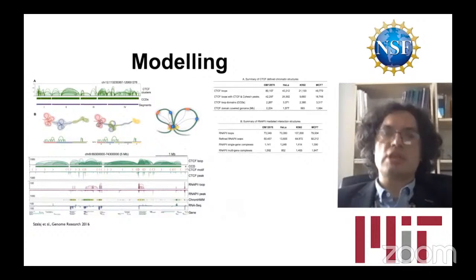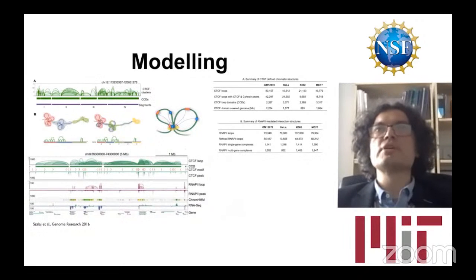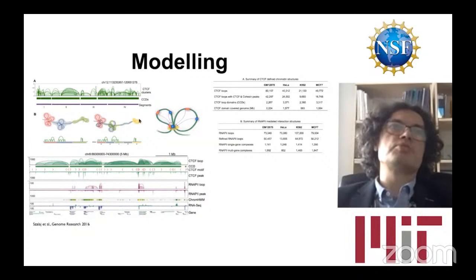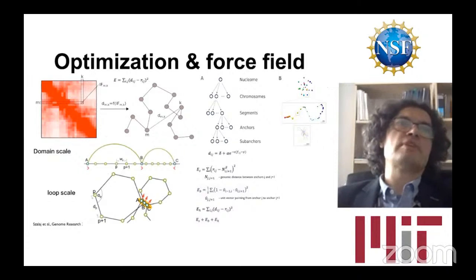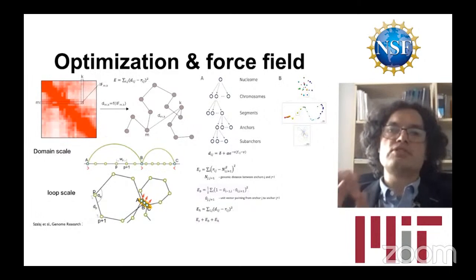So we tested our approach for multiple cell types. For example, for GM12878, we have around 80,000 CTCF loops, and if you require a cohesin peak to be present, then it's around 40,000 chromatin loops, whereas RNA-Pol2 loops would be of the order of 70,000 such loops. And then, based on this experimental data, you can construct the 3D model, and the construction is founded on polymer physics, and it's a top-down approach.